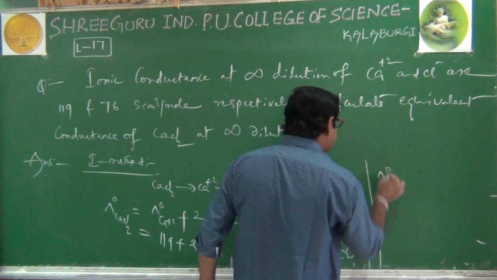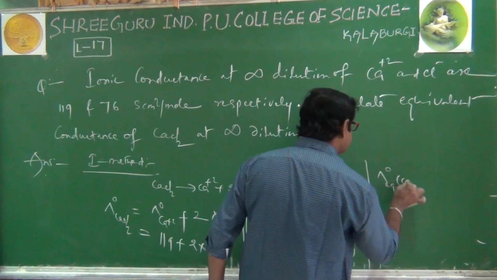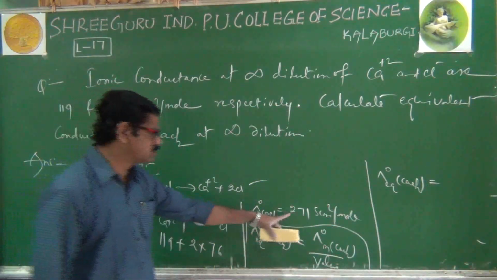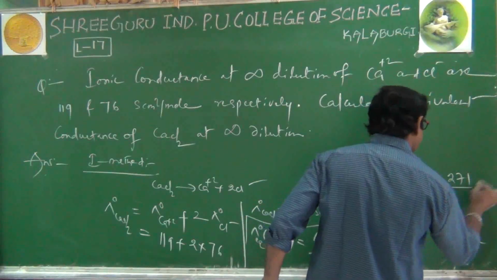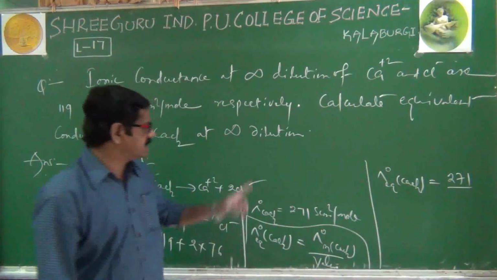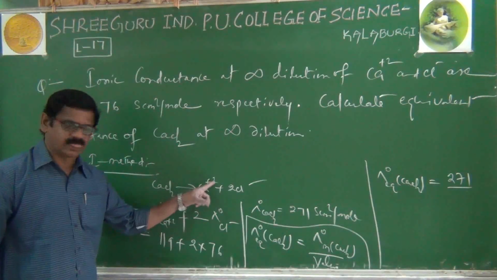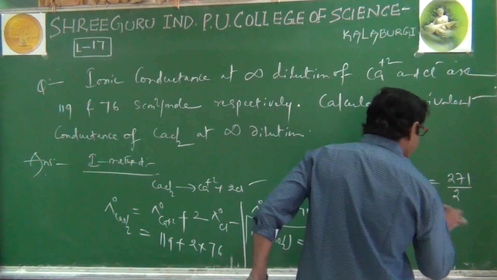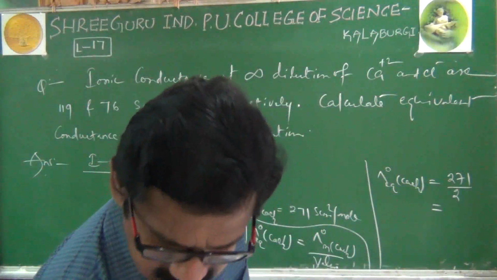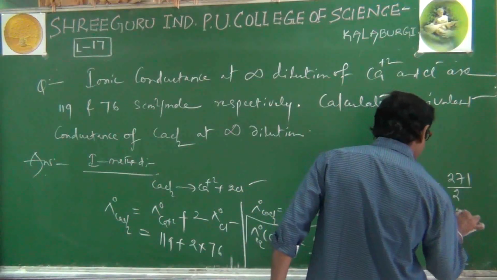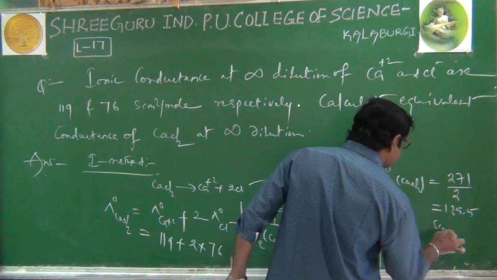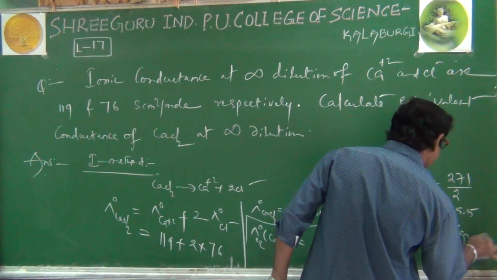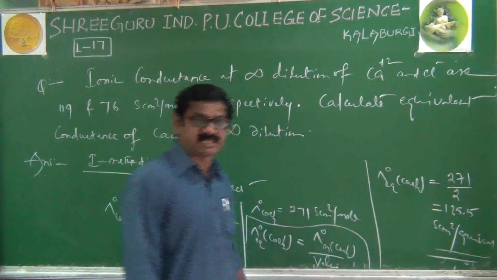Therefore, lambda naught equivalent conductance of calcium chloride is equal to lambda naught molar conductance of calcium chloride, value 271, divided by the valency of calcium chloride. Just now we have taken Ca2+ and 2Cl-. Here 2 and 2, valency is 2. Divided by 2, your answer is 135.5. The units are Siemens centimeter square per equivalent. We have to write per equivalent. This is our answer. This is method 1.